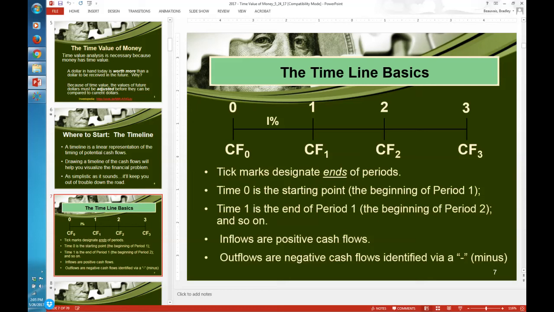Okay, so the key is, and I'll explain this a little bit later, to make sure that the time frame is consistently applied across our timeline. So we can't compare weeks with months, months with years, and so on and so forth. Okay, so time 1, end of period 1. Of course, any inflow is considered a positive cash flow, and any outflows are marked with a negative or minus sign.